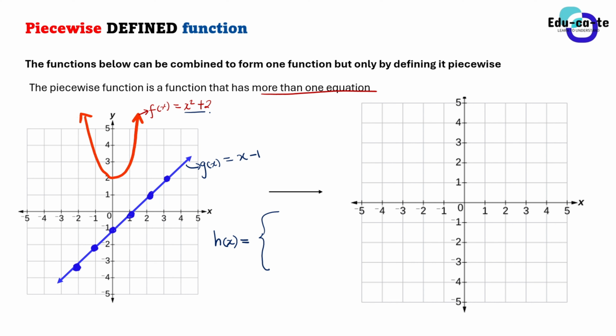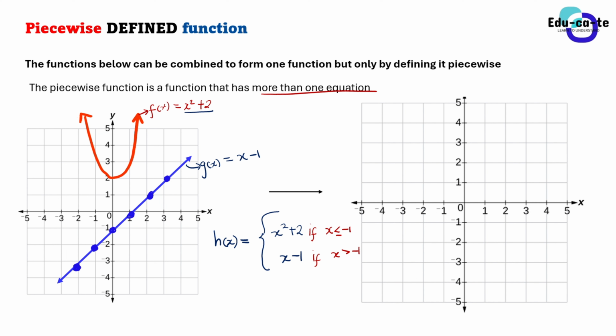So h of x will be a piecewise function that contains two equations. It will contain the first equation x squared plus 2, and then it will also contain the equation x minus 1. So does this mean that we're just going to plot them as just two functions? No, we're actually going to define them on different domains. So this will be x squared plus 2 if x is less than or equal to negative 1. And then we're going to use the equation x minus 1 if x is greater than negative 1.